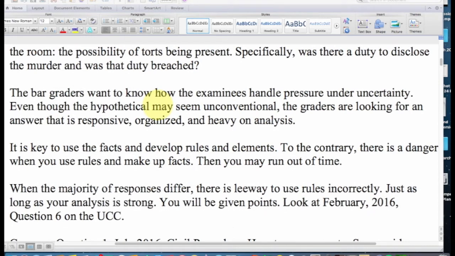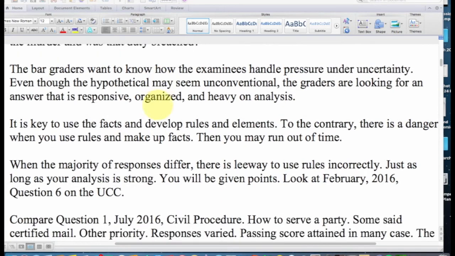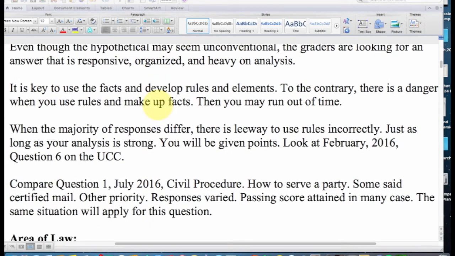Now, the bar graders want to know if the examinees handle pressure under uncertainty. And there seems to be in every exam one of those questions where it's just helter skelter. Everyone just kind of responds in a different manner. And what the bar graders want to see is an answer that is responsive, organized, and heavy on analysis.